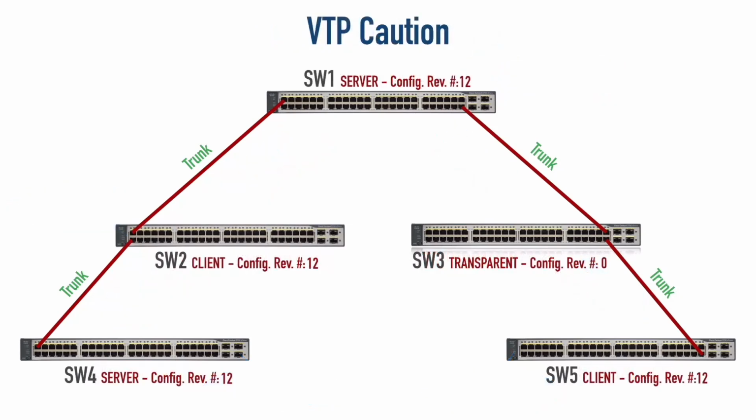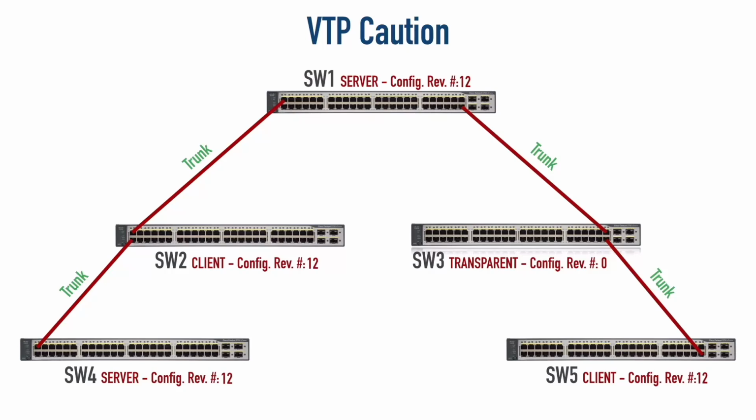Here, I'm showing you the configuration revision number of all the switches in this topology. Everybody should agree, once we reach a steady state and everybody agrees on what the VLAN database looks like, every switch, except a transparent mode switch, is going to agree on the VLAN database and on the configuration revision number. That way, if I go to a switch like SW1 and create a new VLAN, that will increment the configuration revision number from, in this case, 12 to 13.